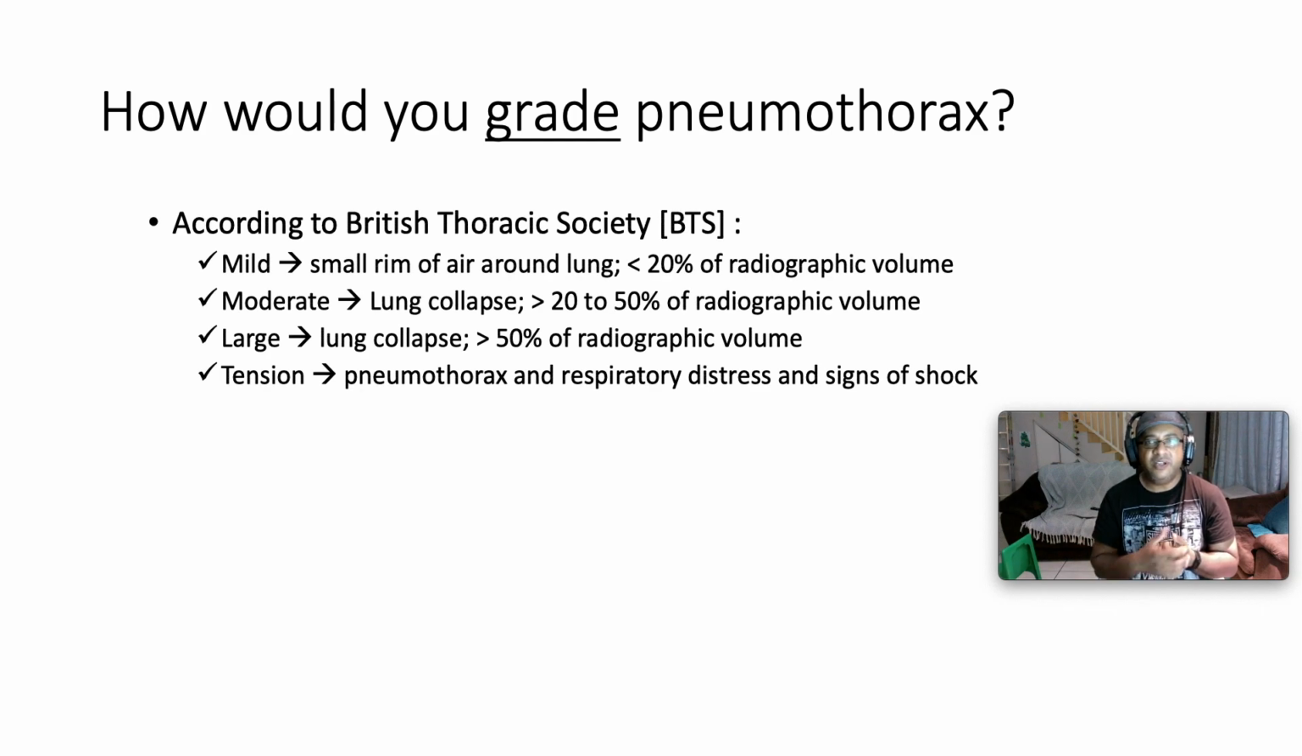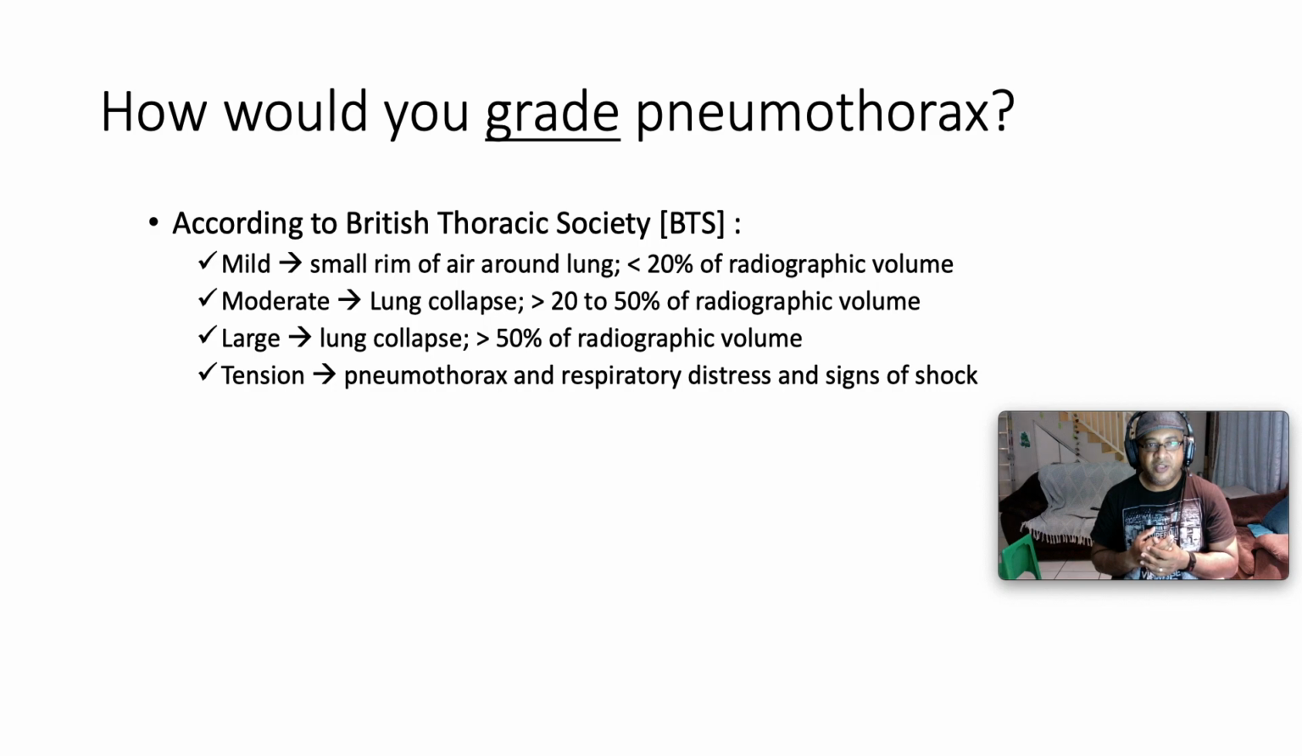Okay, how do you grade pneumothorax? We use the guideline as per the British Thoracic Society, the BTS, not breakthrough seizures now. So you have mild, moderate, large, and tension. Mild refers to a small rim of air around the lung, which is less than 20% of the radiographic volume of the lung. Moderate is where there's concomitant lung collapse, and the size of that rim of air is between 20 to 50% of the radiographic volume of the lung.